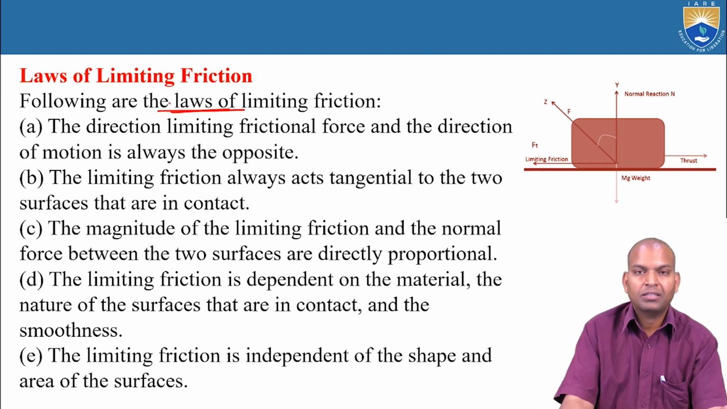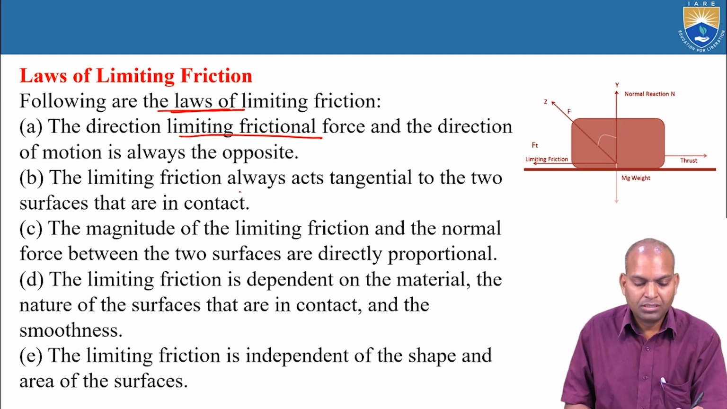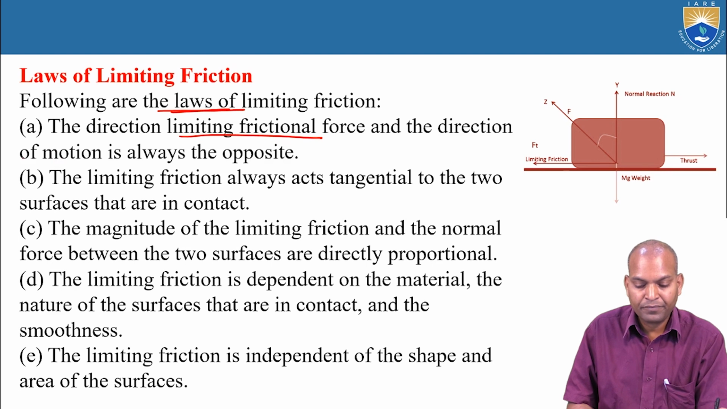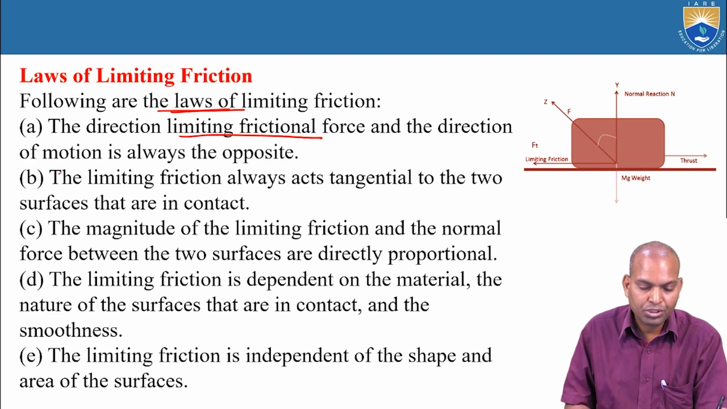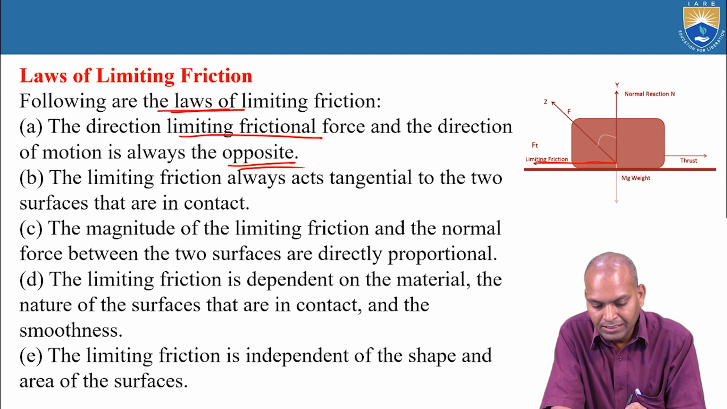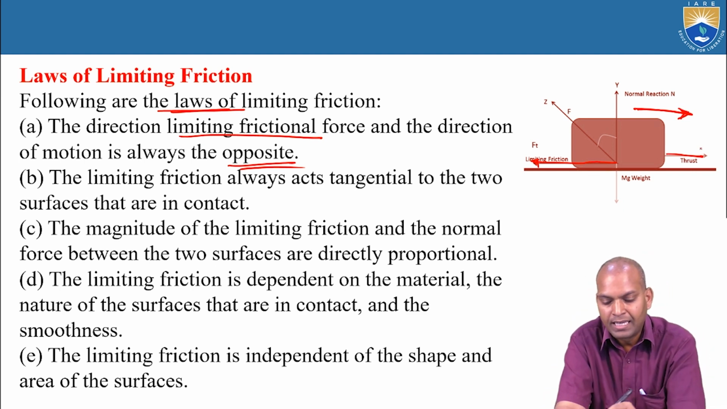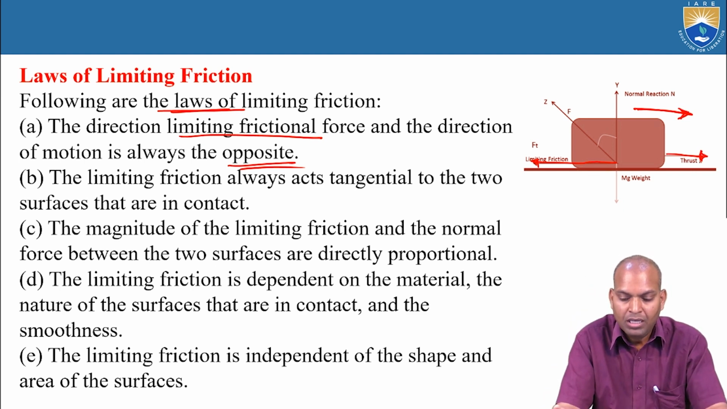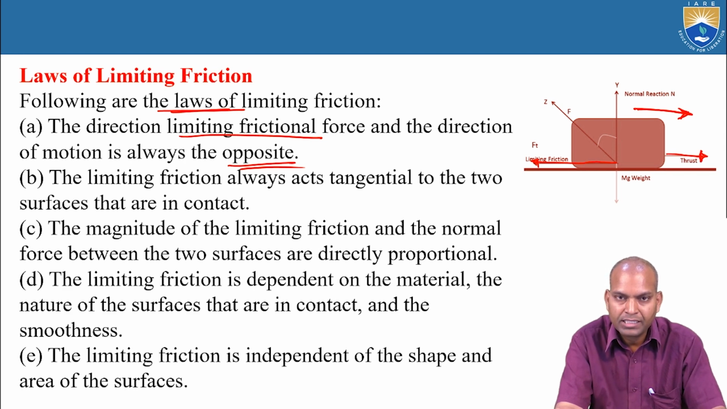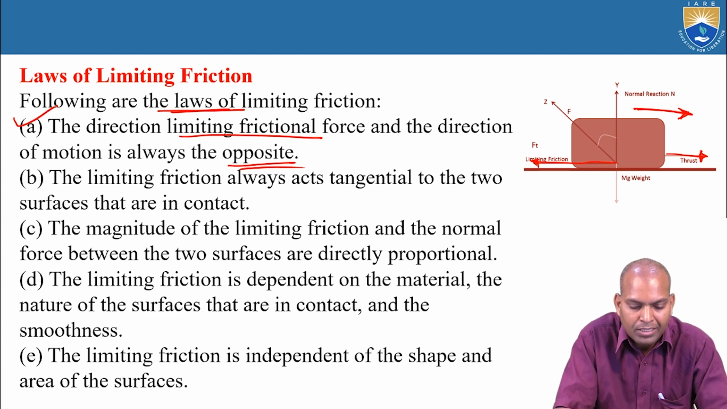The direction of the limiting friction force and the direction of the motion are always opposite. The limiting friction force acts opposite to the direction of what? Motion. The body moves in the direction of the thrust, but the limiting frictional force acts opposite to the movement. That is the first law of limiting friction.